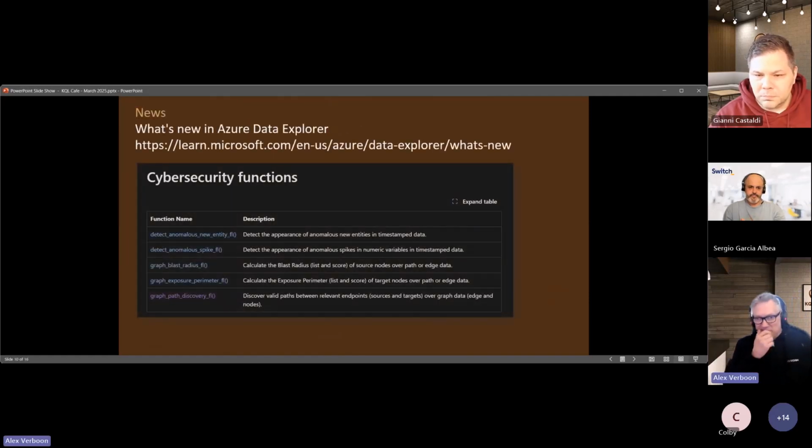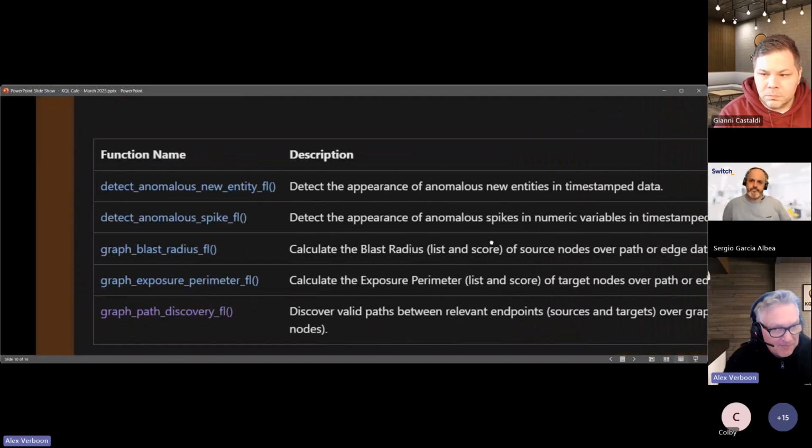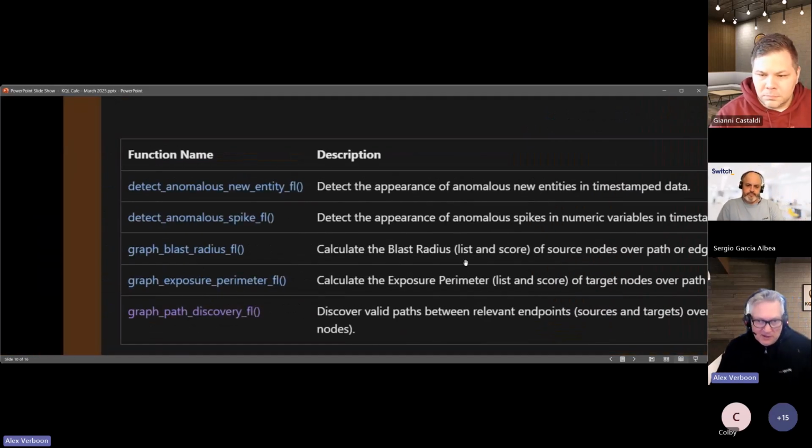Then another thing I stumbled upon, I'm not sure if it's really super new, but at least it's surfaced this year, and that is in the Azure Data Explorer website. There are some new cybersecurity functions listed, and I looked at some of them, and they are listed as also working on Log Analytics, Microsoft Sentinel, etc. To be honest, I haven't had the time to play with them, but for anyone who's interested in these types of functions, maybe take a look.